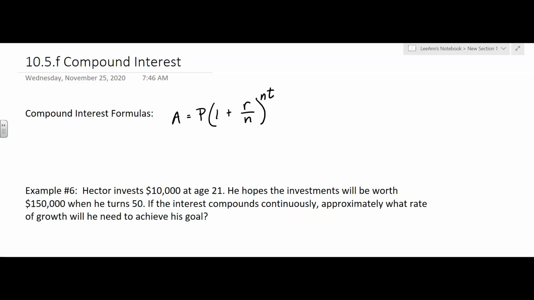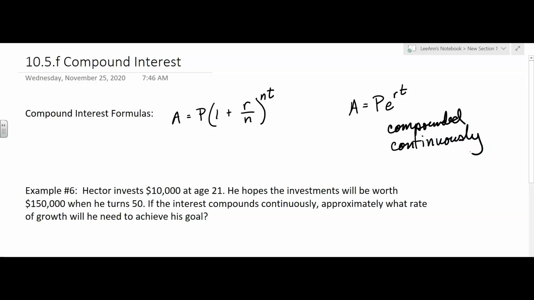That's one formula. The other formula is Pert, and that's for when it's being compounded continuously. So you only use the Pert formula if they say, in this example, we're going to compound continuously. If it's quarterly or monthly or daily, then you're going to use the other formula. And they have to tell you.